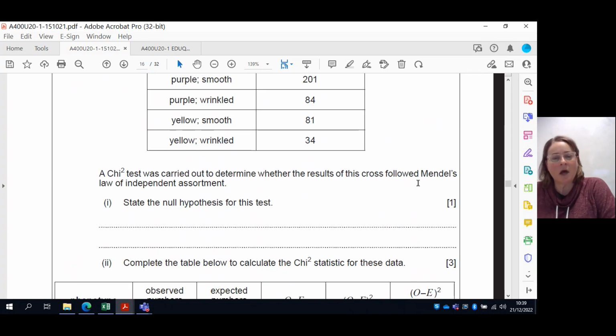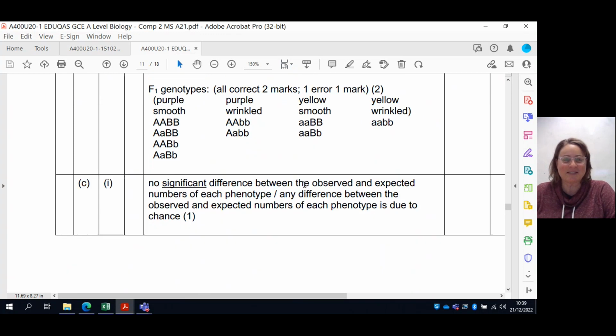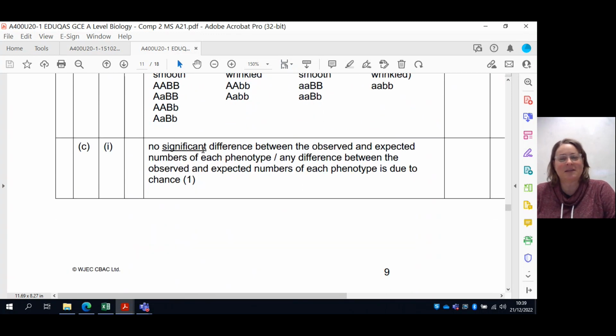Initially, what is your null hypothesis? Your null hypothesis is always that there's no statistically significant difference. I can't say that wording more often. You will have heard me say that so many times. No significant difference. You see, I would have been a bit harsher than the mark scheme here. I would have expected the word statistically significant there as well, and it needs to be between your observed and expected. So there will be no statistically significant difference between your observed phenotypes and your predicted phenotypes as per genetic ratios.